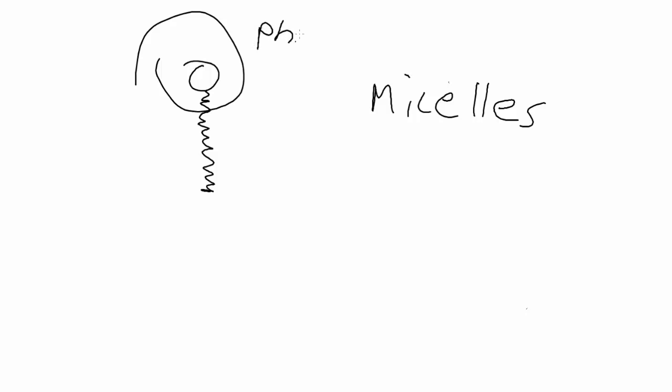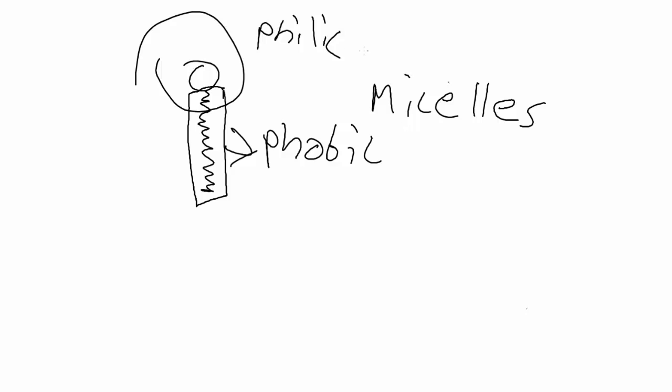Now as I was saying, this is one molecule of soap. Now this particular part is a hydrophilic end. See the philic, and this entire part is a hydrophobic end. Phobic. Basically what this means is loving, and this means basically scared. It's scared of water. It prefers not to go towards water. And yeah, that's about it for micelles.